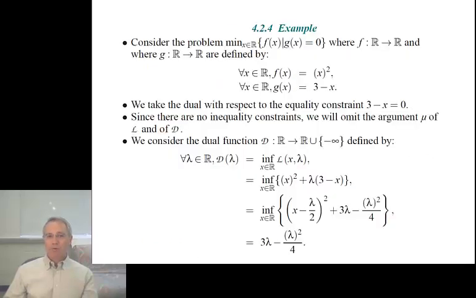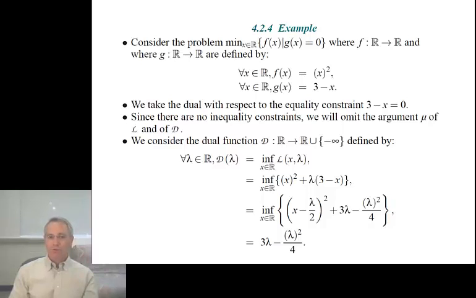So let's make this a little bit more concrete with an example. Let's consider the problem. I won't have any inequality constraints for now, just one equality constraint, where I want to minimize f of x subject to g of x equal to 0, where f of x is equal to x squared, and g of x is defined to be 3 minus x. So this is a pretty boring problem, because if 3 minus x has to equal 0, then the only feasible point is x equals 3. So it's actually pretty easy to solve the problem.